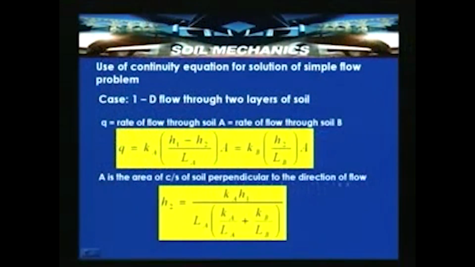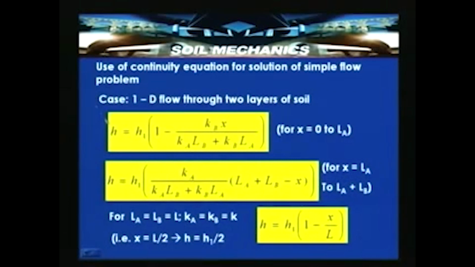Similarly, Kb is the coefficient of permeability for soil B in the x direction, and H2 is the loss which is taking place from point 2 to point 3. So, H2 by LB, where LB is the length of soil B, and A is the area of cross section of soil perpendicular to the direction of flow. By equating these two and solving, we get H2 is equal to Ka H1 divided by LA into (Ka by LA plus Kb by LB).